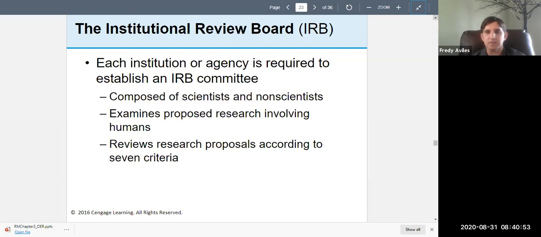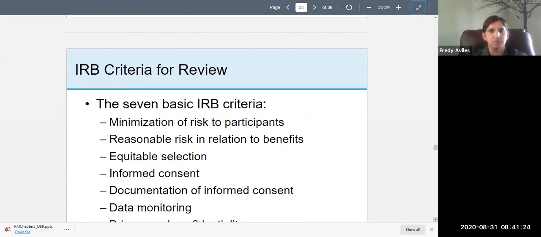Because if you just ask scientists, researchers, they will just say a whole bunch of stuff is okay and no big deal, when in fact it is, because we are biased in our thinking because of our training. So they will examine proposed research involving humans, okay? The Institutional Review Board examines research involving humans, not research involving animals. That's a different committee, okay? And they'll review the research proposals according to 7 criteria. So they look at 7 different things, and let's look at those.